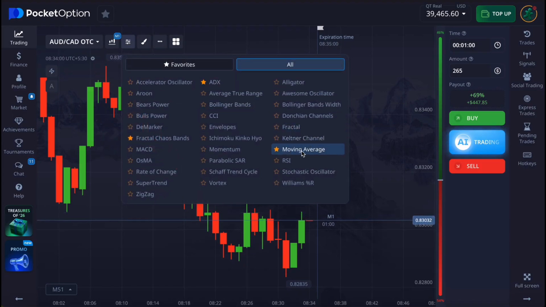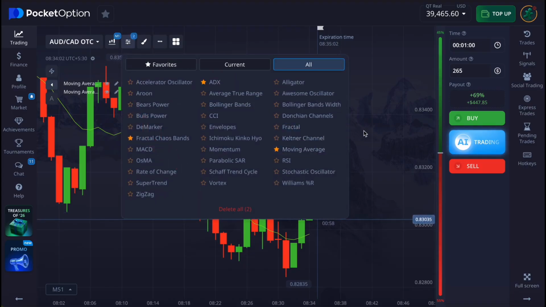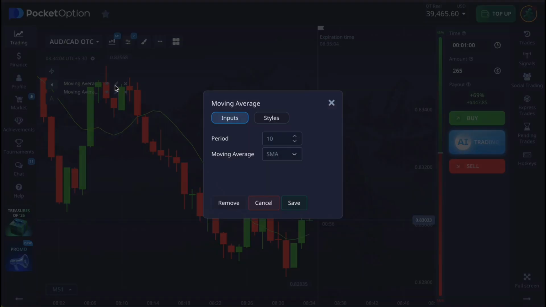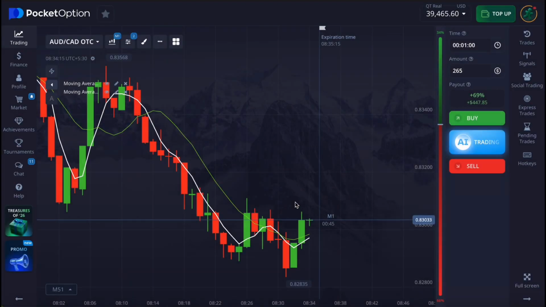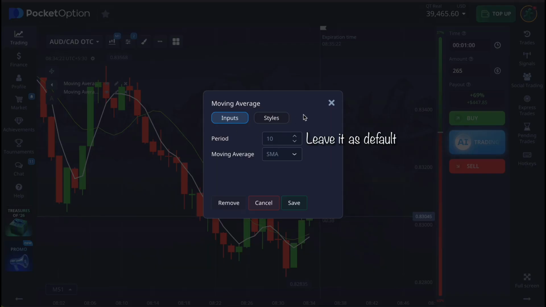So now I will add the indicators, and make some changes to them to help me find a good entry point. In this, the moving average line has to be added twice. Now I will update the settings of the first moving average line. Now I will make some changes to the settings of the second moving average line.